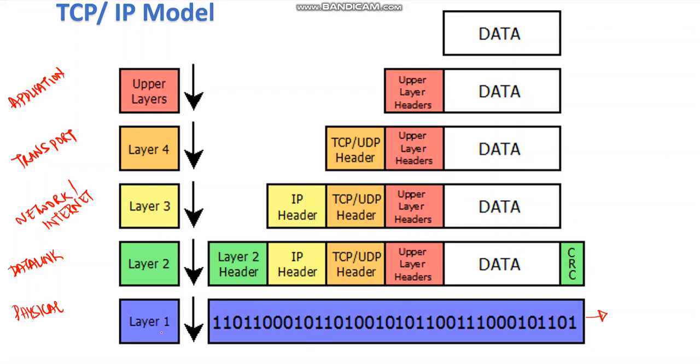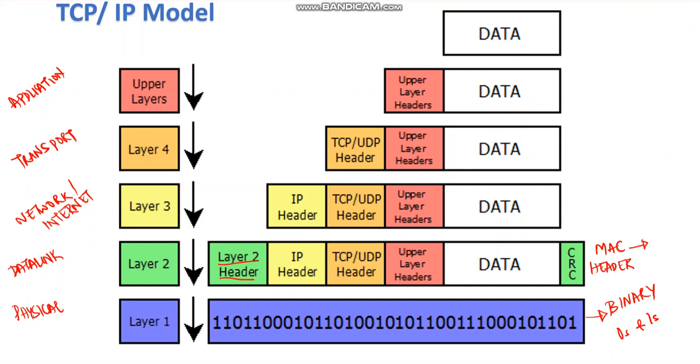To talk about layer 1, the physical layer deals with the binary representation of data, which is zeros and ones. So it does not send any kind of information with respect to the hardware. At layer 2, we can see that there is a layer 2 header which is appended along with the payload. So what is this layer 2 header? Layer 2 header is nothing but the MAC header.